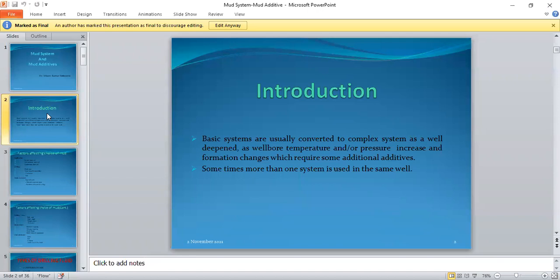Sometimes more than one system is used in the same well. What we're saying here is, as you start drilling with a simple mud system, maybe you use 5 chemicals to start with, but as you continue to drill, there will be a need to add more chemicals. There will be a need to reduce the use of some chemicals, to stop using some chemicals altogether, to adjust the concentration of some chemicals, and to add more additional chemicals.